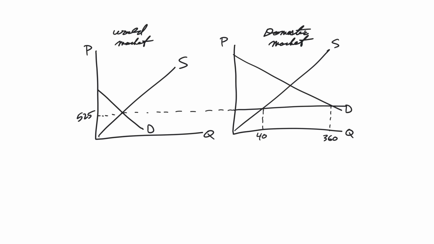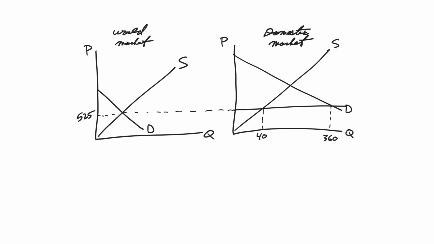And this country participates in international trade. So it's going to be the world price that is relevant here. Well, the price is determined again over here in the world market. We bring that over. So here's the world price right here. And at that price, the domestic producers are willing to produce 40 units, and domestic consumers are willing to buy 360 units.